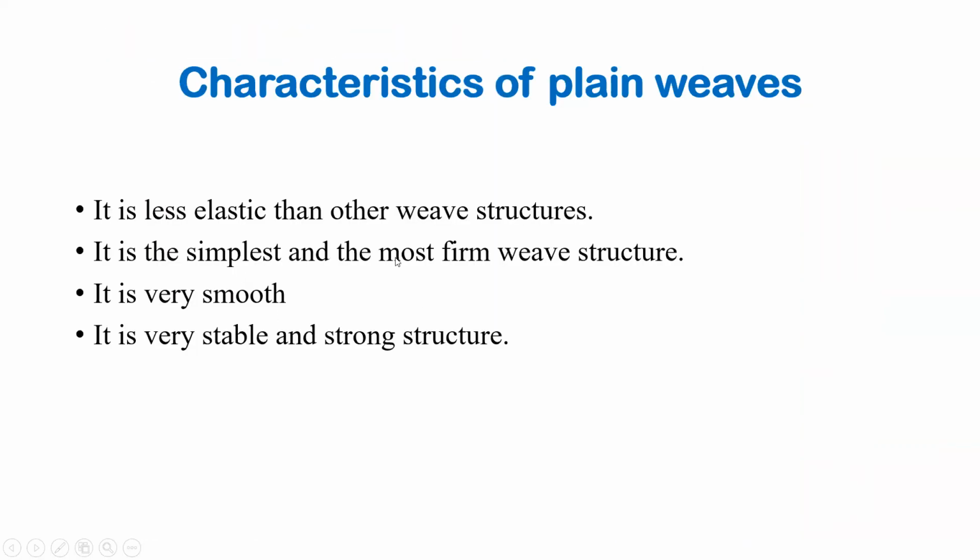Let's look at the characteristics of the plain weave. It is less elastic because it's 1/1. It is very strong and has a very strong structure. It is the simplest and most firm weave structure. It is very smooth, very stable, and a very strong weave.